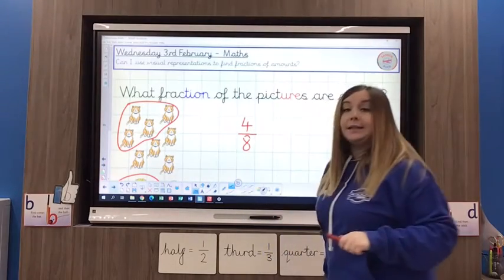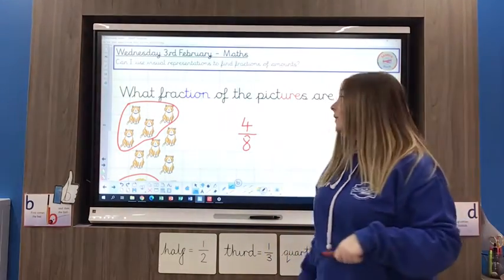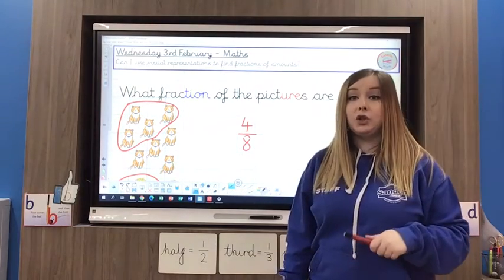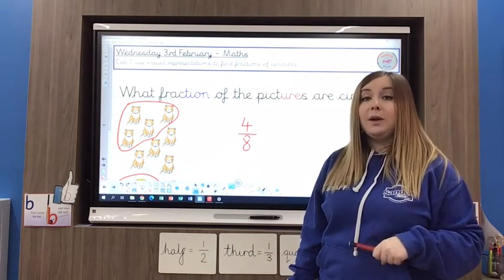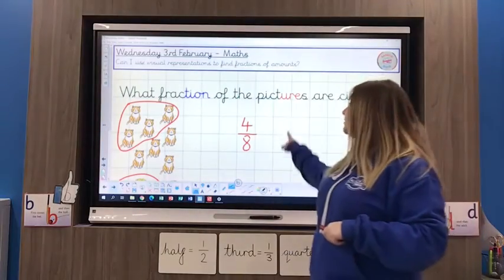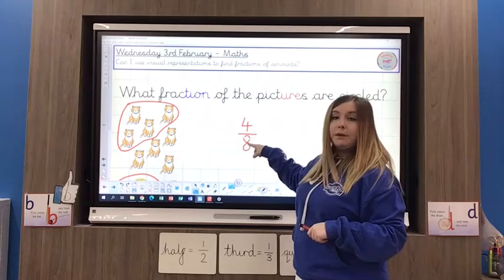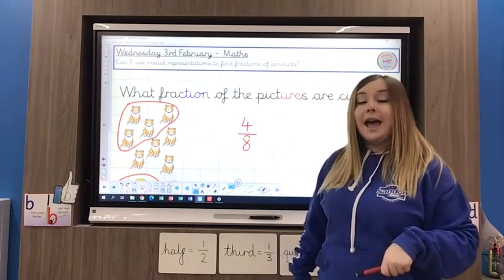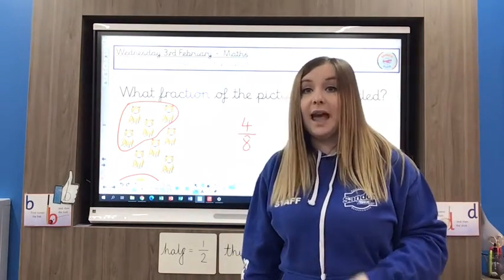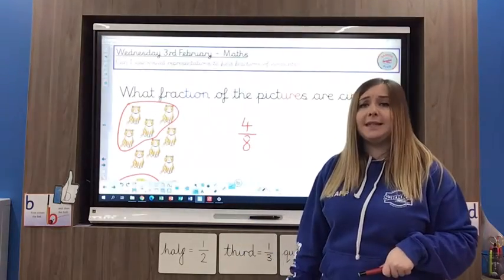So that is the fraction of the picture that is circled. But we can do something to make this fraction a little bit easier to work with. Now, because both of these numbers are in my 2 times tables, I can halve them to make my fraction a little bit easier.